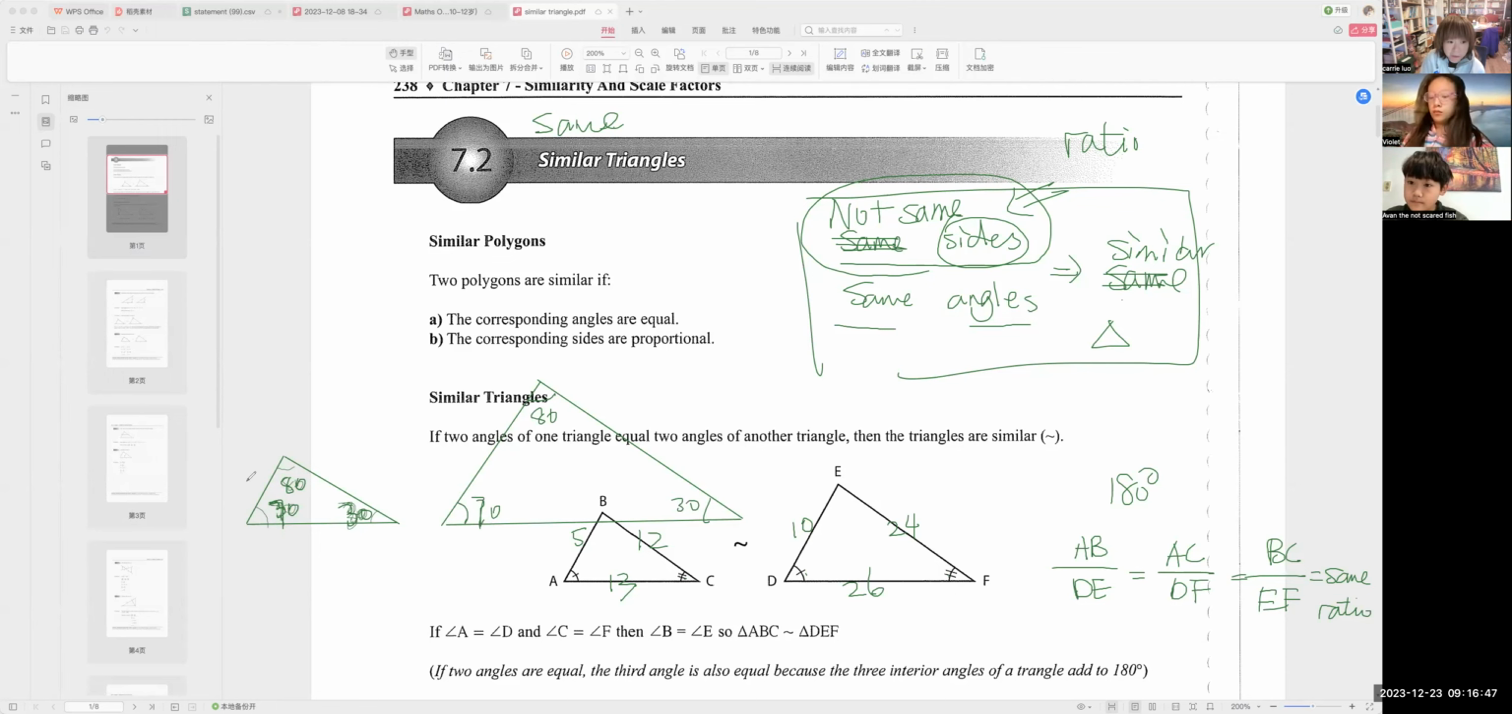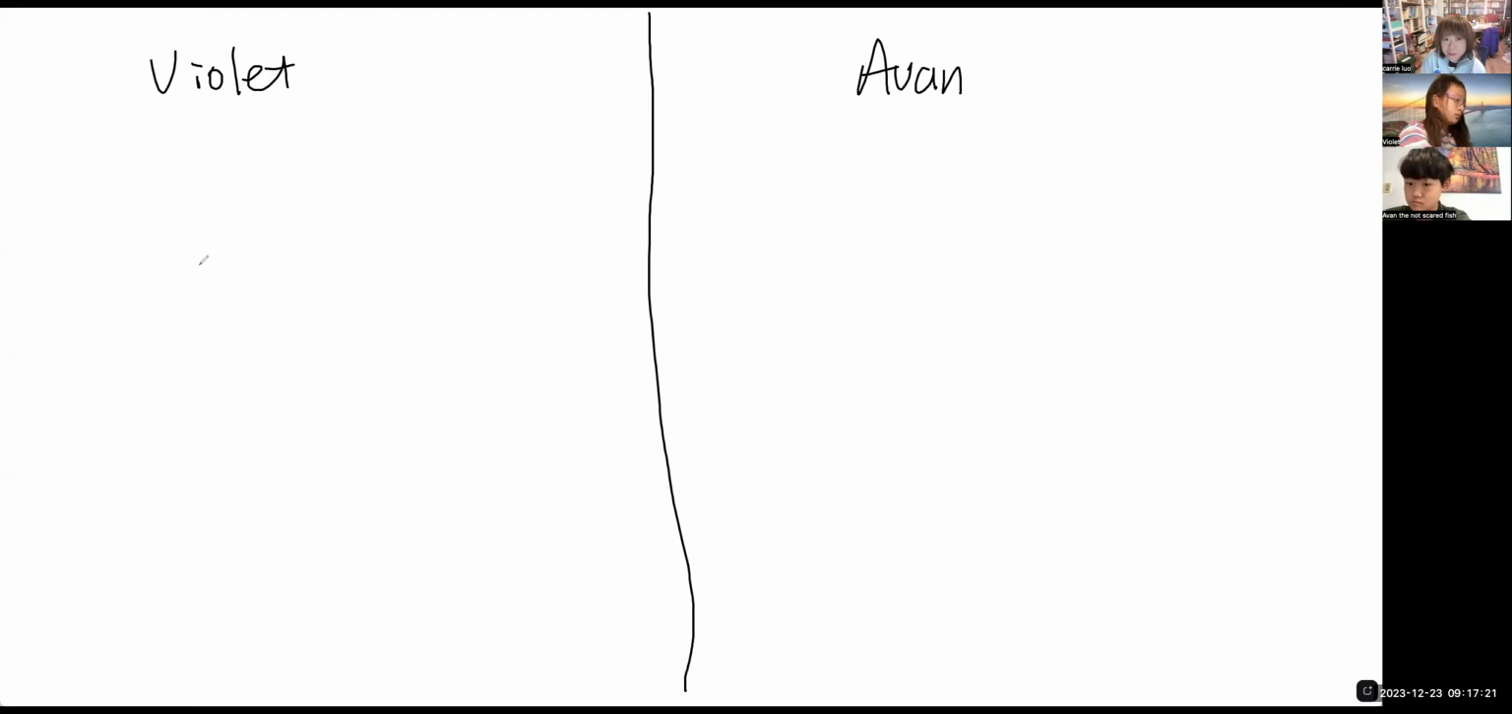And I want you to name them. For instance, if this one is 5, this one is 10, and this one is 7, then for this one you can make it 15, 30, and 21. Get it, Violet and Evan? I want you to make one of your own similar triangles. So let me share the screen with you. You can directly do it on my screen. That's a benefit of only having 2 kids. So this is Violet's and this is Evan's. Just directly do your similar triangles on my screen.